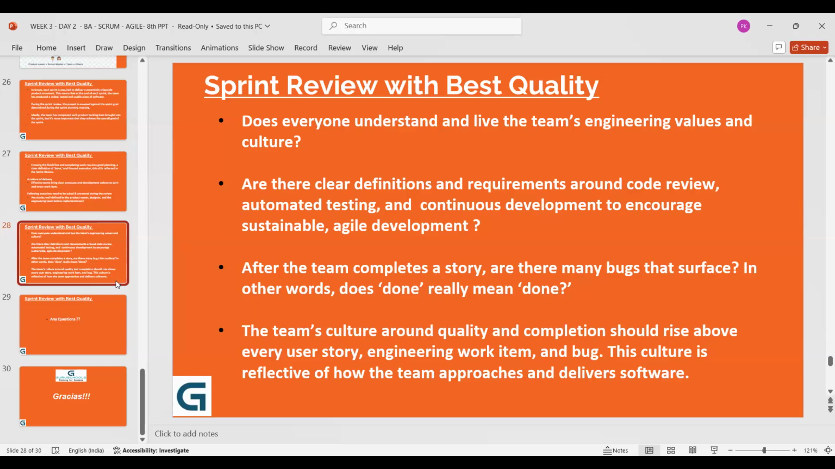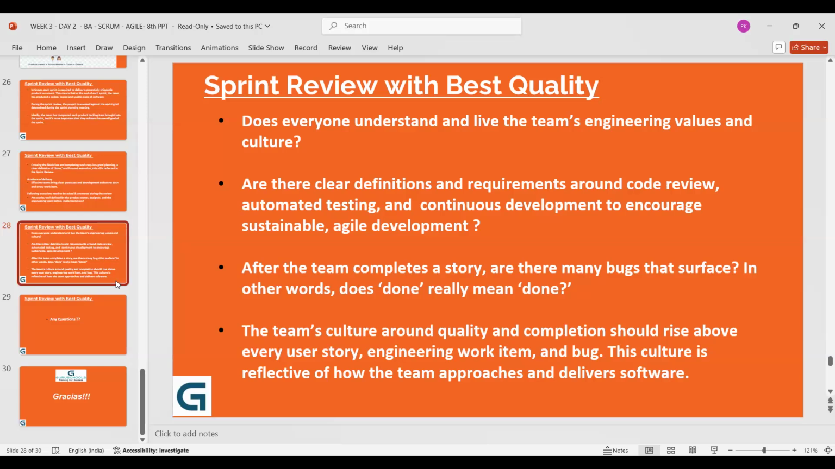So this culture is reflective of how the team approaches and delivers software. Definitely, when you have this thought process of keeping the customers' requirements or customer wishes or customer demands at the highest priority, you work towards that and you achieve the goal subsequently.